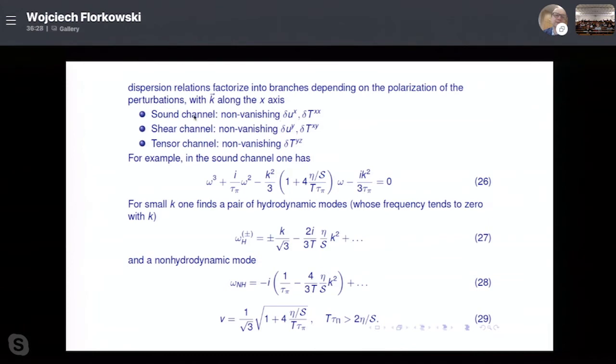There is the sound channel where we have non-vanishing delta ux and delta txx with the wave vector pointing along the x-axis. But there are other channels like the shear channel, where we have a non-vanishing uy component of the flow, and there is a tensor channel. But the most interesting is the sound channel, which is probably also the simplest case. So if you make such a perturbation, the perturbation somehow moves.